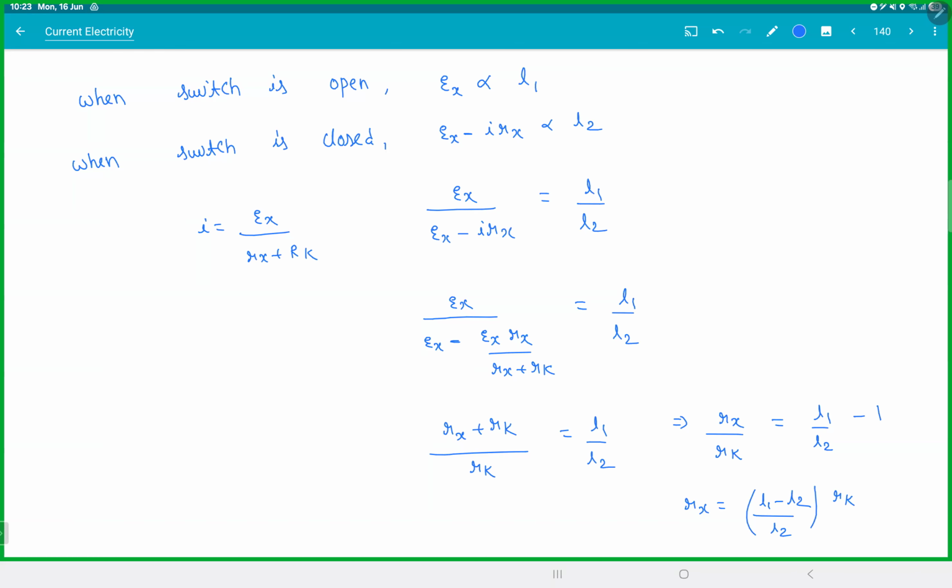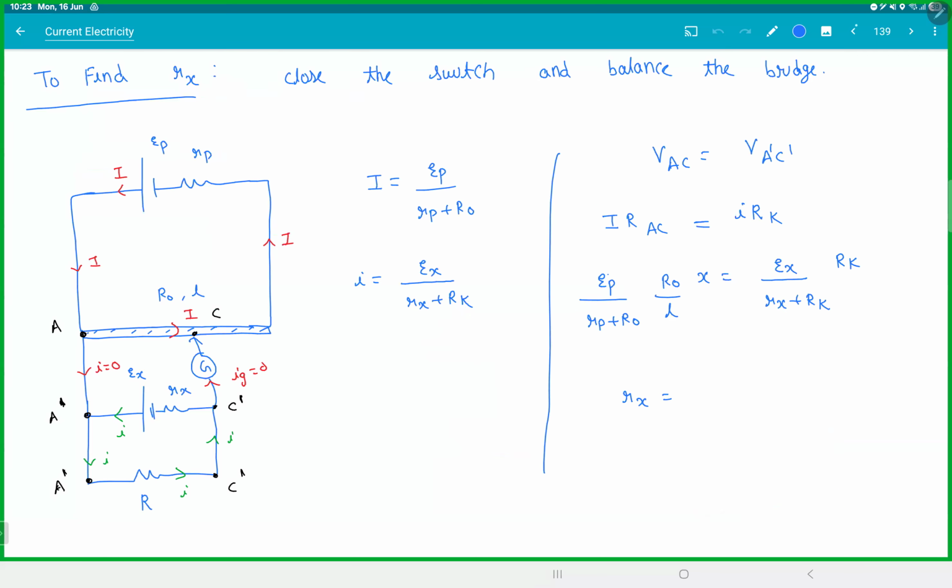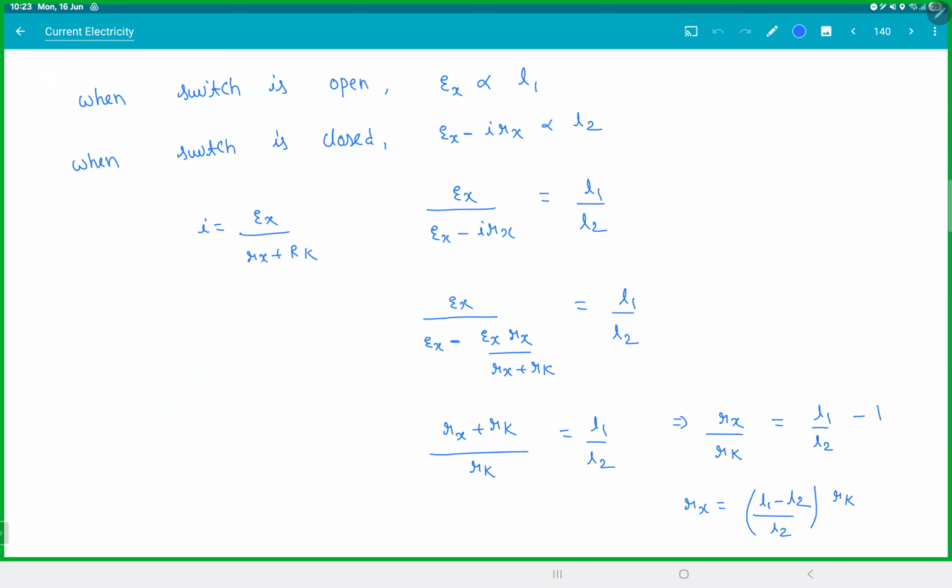Clear with this? I hope the calculations are right. Looks right. Any doubts on this? There, I did nothing here. I just took up these formulas and did the same thing.